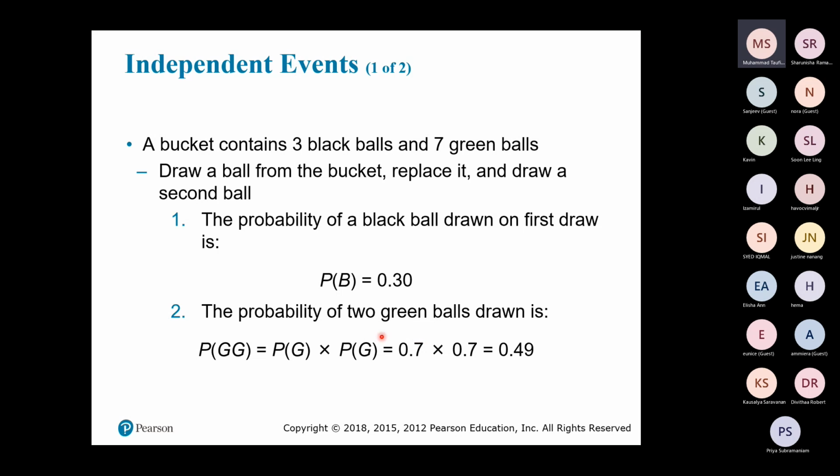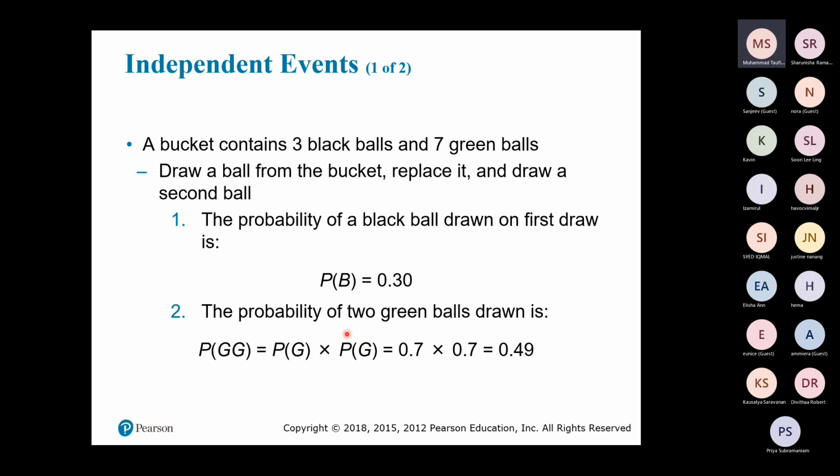Since this is an independent event, why? Because the number of balls inside the bucket is not changing. You pick, you put back, and then you pick again. It means that the proportion of the balls inside the bucket is not changing. Once it's not changing, it means that the events will not influence each other.